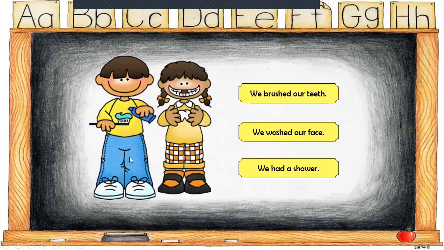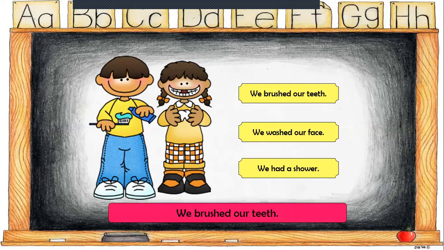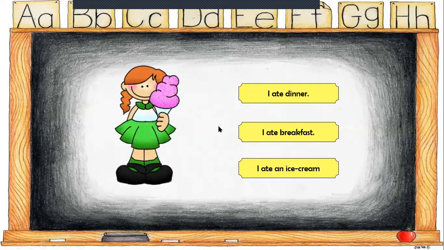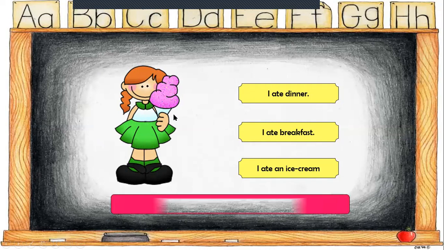Next, we brushed our teeth. We washed our face. We had a shower. We brushed our teeth. Very good. Pay attention to the verbs. I ate dinner. I ate breakfast. I ate an ice cream. Very good. And it's almost summer. We'll be eating a lot of ice cream very soon, inshallah.